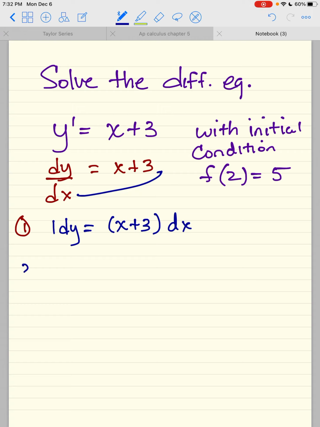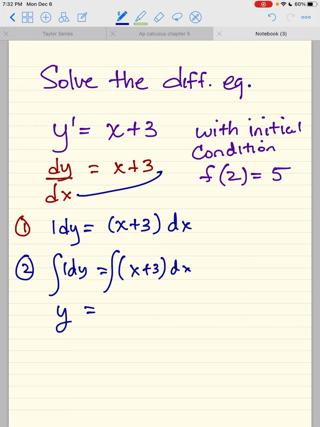Step 2 is to integrate 1 dy and integrate x plus 3 dx. So we integrate: who gives me 1? y. Who gives me x? x squared over 2. Who gives me 3? 3x plus c. So this right here is the integral, and you get 3 points up to this point. Now, step 3 is that you integrate it properly. So you've got to separate the variables and then integrate.